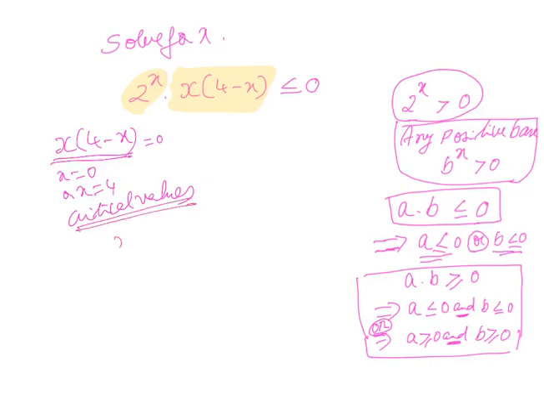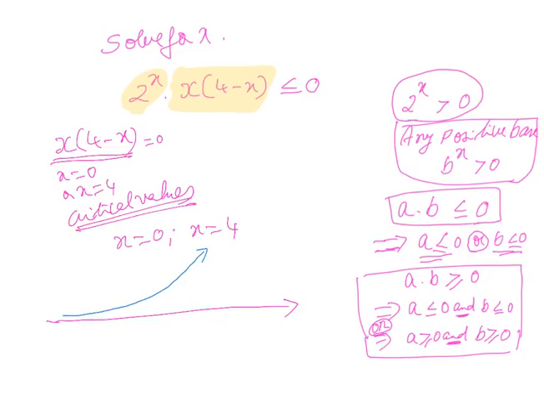So what are my critical values? x is equal to 0, x is equal to 4. I am now drawing the graph. If you want to draw 2 to the power of x, you're always welcome to draw it. If you know it, it is something like this. Now I am going to draw the parabola graph.